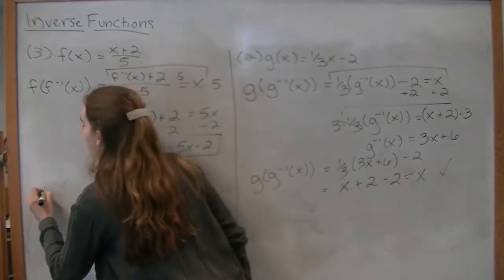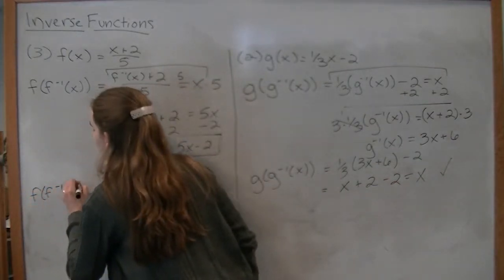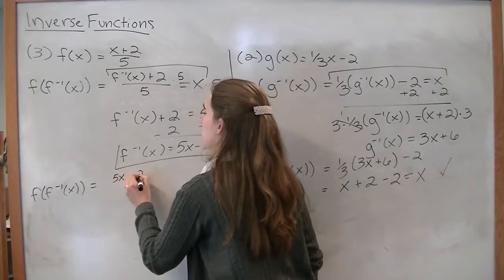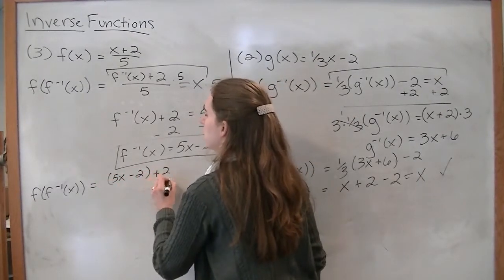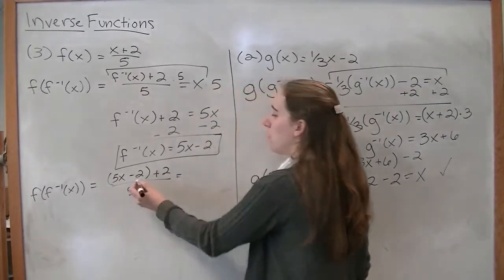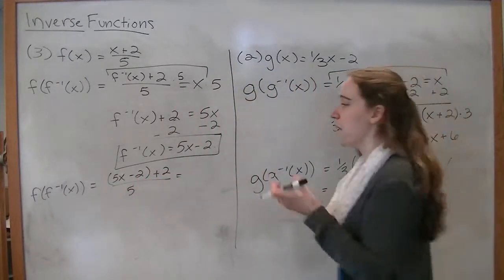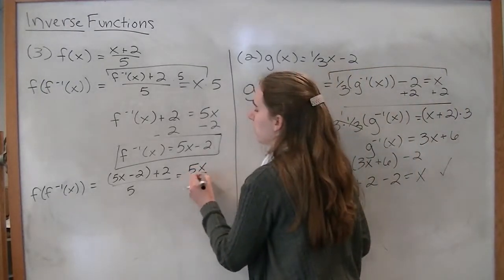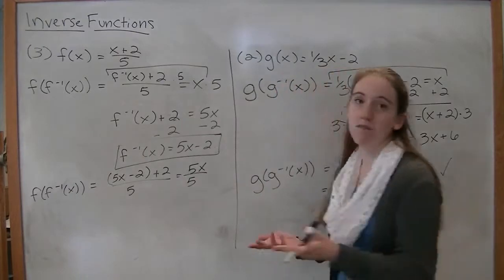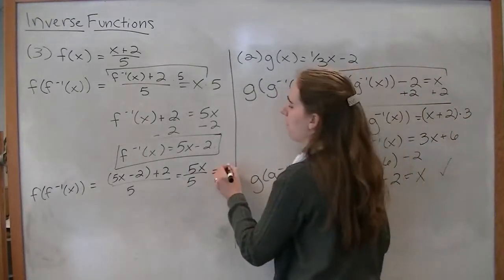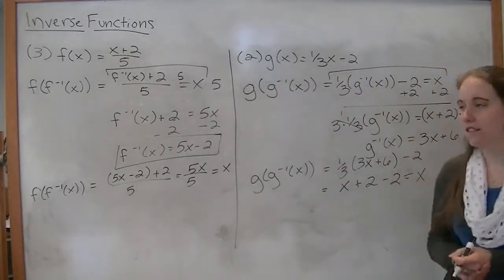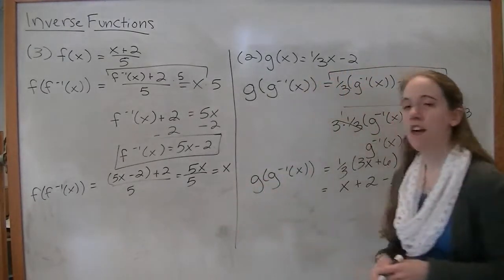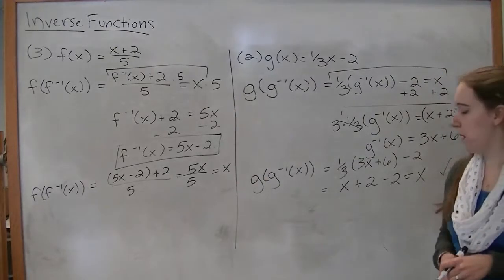So I can take f composed with f inverse of x. So I get 5x minus 2 plus 2, all over 5. Well, minus 2 plus 2, again, I'm adding two things that are additive inverses, so I just get 5x plus 0 on top, or just 5x. And then I have 5x divided by 5. Well, that's just x. So again, we found the composition f of f inverse of x. We got x like we wanted.